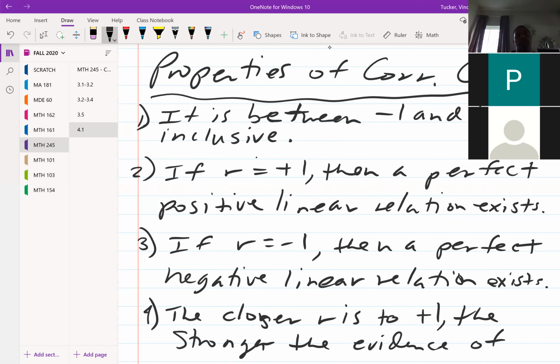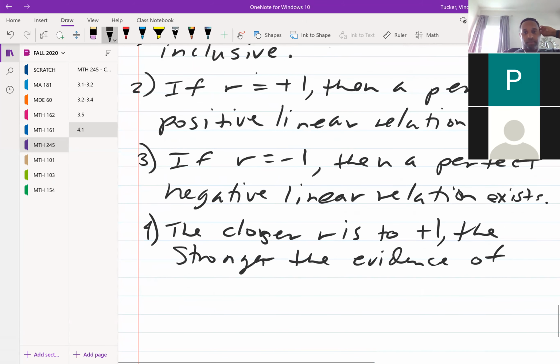All right, so got about 7 or 8 of these properties. Before I scroll up, first, R is between -1 and 1 inclusive. That means it can be equal to +1 or -1, but most definitely between those two values. If R is equal to +1, then a perfect positive linear relation exists. If R is equal to -1, a perfect negative linear relation exists.